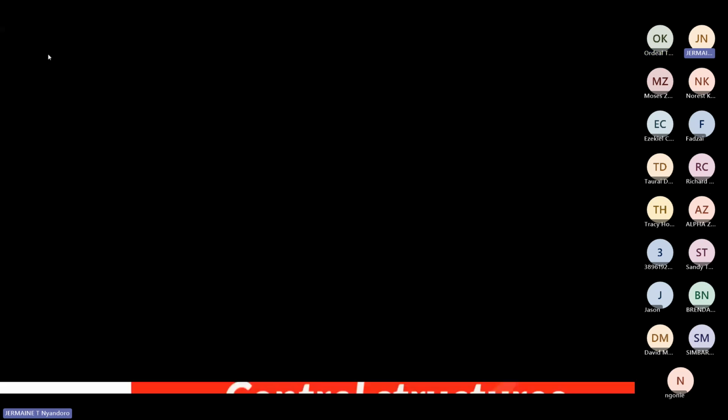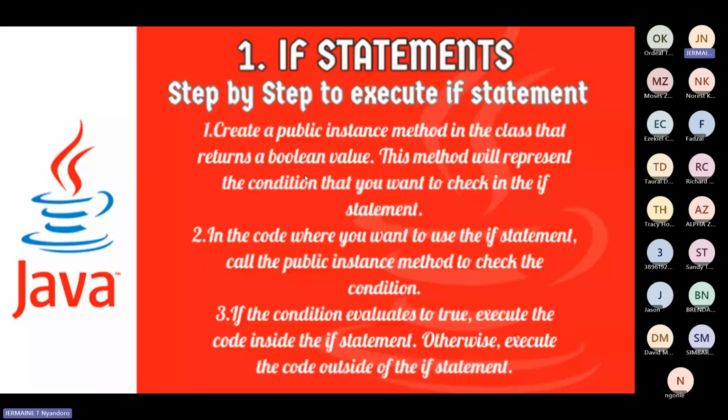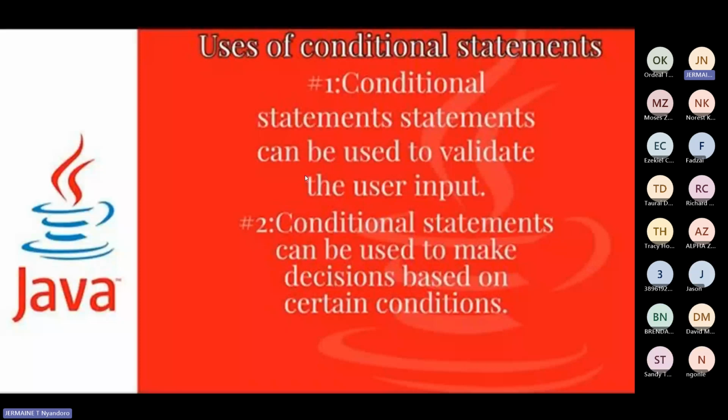Okay. I think we've covered the first condition and the second condition, if else and the else if ladder. The uses of a conditional statement: a conditional statement can be used to validate user input, and it can be used to make decisions based on certain conditions. I think we have demonstrated making decisions based on certain conditions, when we say if A is greater than B, printf true. So it's making a decision based on a certain condition.